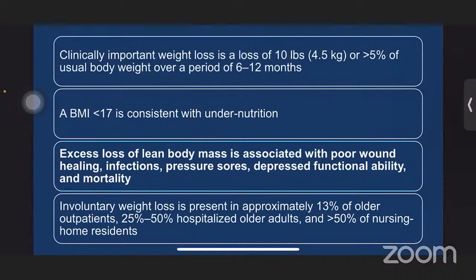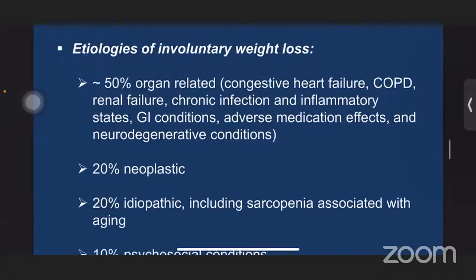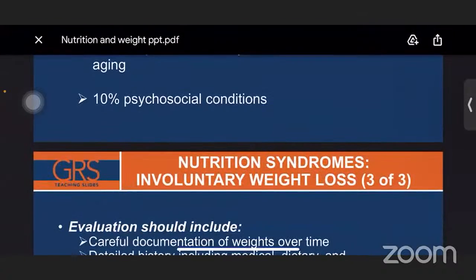Involuntary weight loss is present in approximately 13% of older outpatients and 25 to 50% of hospitalized older adults and more than 50% of nursing home residents. Etiologies of involuntary weight loss: 50% of them would be organ related, whether congestive heart failure or COPD or end-stage renal disease or chronic infection and inflammatory states, and adverse medical effects or neurodegenerative conditions. And 20% would be because of neoplasms, and 20% would be idiopathic, including sarcopenia associated with aging, and 10% would be psychosocial conditions.